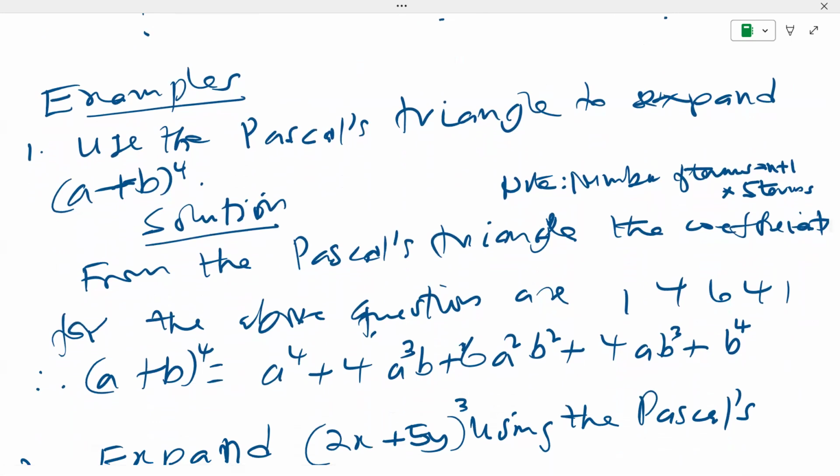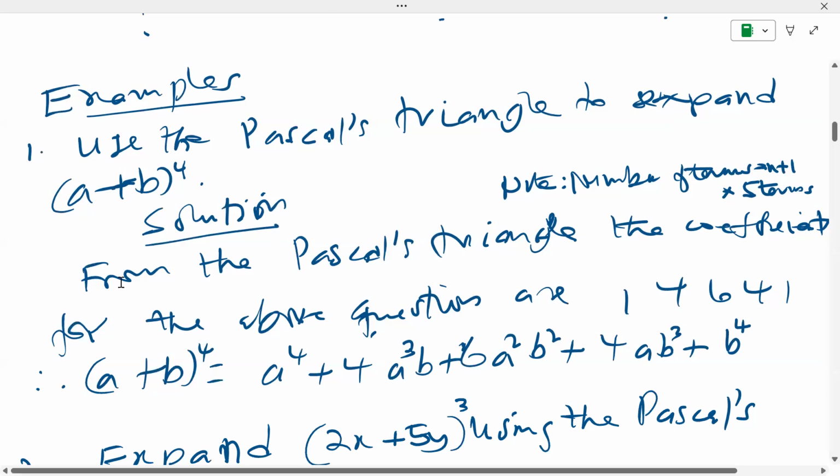Use Pascal's triangle to expand (a plus b) raised to the power 4. Over here, I want to remind ourselves that anytime you are going to compute this, you need to add 1 to the power. So if the power is n, then the number of terms will be n plus 1. So for this one, we have 5 terms. When the power is 4, you get 5 terms. When the power is 5, you get 6 terms, and so on.